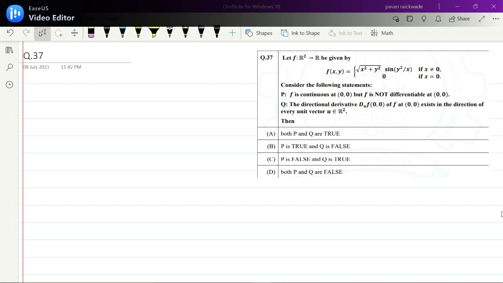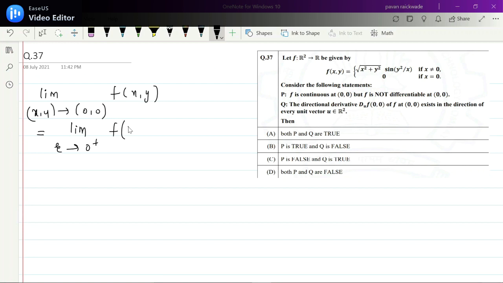Okay, let's check. To check continuity, we also know another definition. At (0,0), we have to just check the limit as (x,y) goes to (0,0) of f(x,y). But this is the same as the limit as r goes to 0 from the positive side of f(r cos theta, r sin theta). We'll check if it is equal to 0, then we are through.